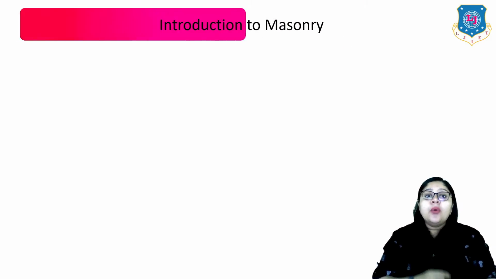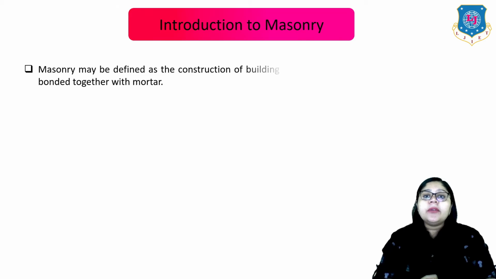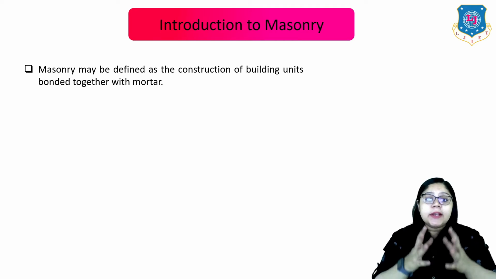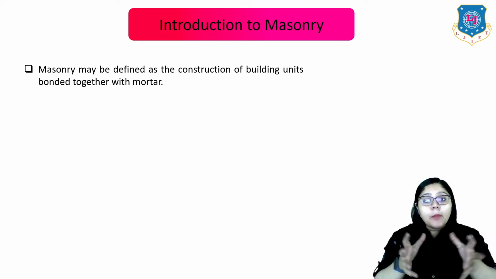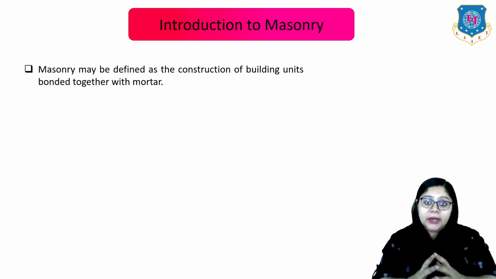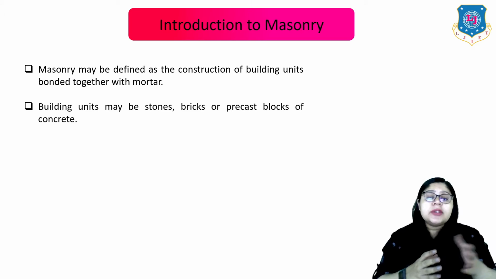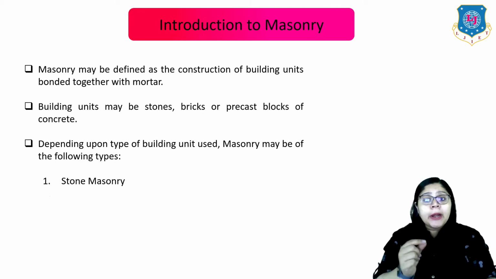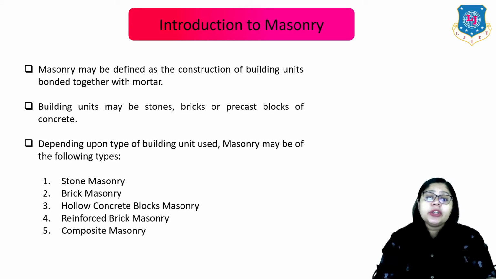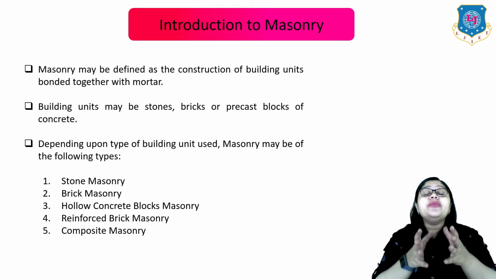So basically, what is masonry? Let me give you the introduction of it first. Masonry may be defined as the construction of building units bonded together with a mortar, right? Now, building units may be stones, bricks or precast blocks of concrete. Depending upon the type of building unit used, masonry may be of the following types.